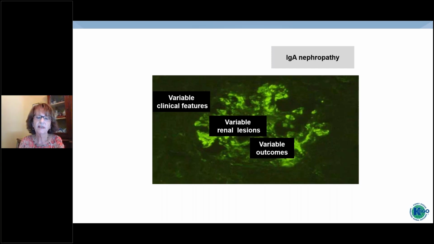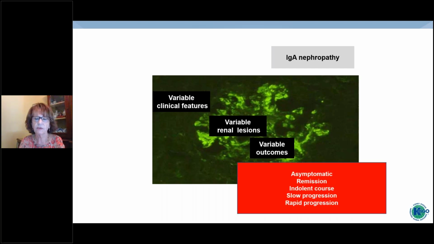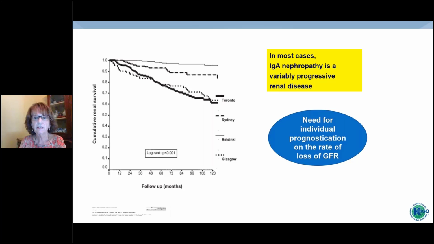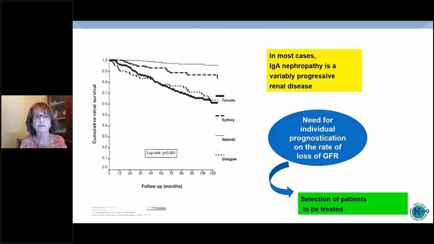And these variable clinical features and variable renal lesions account for different outcomes, from an asymptomatic form with minimal urinary abnormalities, to remission after an acute phase, or an indolent course, or a progression which can be slow or even rapid. But in most cases, IgA nephropathy is a variably progressive renal disease. The point is that the rapidity of progression of individual patients is different. So we need an individual prognostication on the rate of loss of GFR in order to select patients to be treated.